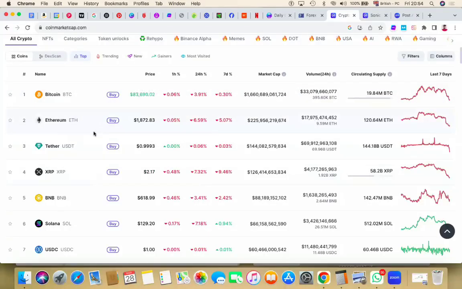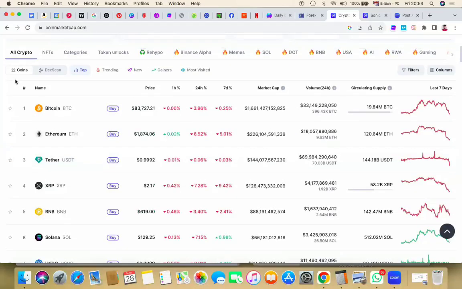And then we have Ethereum here. The same thing goes for Ethereum, the price. We have the change in the last 1 hour, the last 24 hours, the last 7 days, and the market capitalization, which is around $226 billion. In USDT as well, if we want to say, we have Tether here.